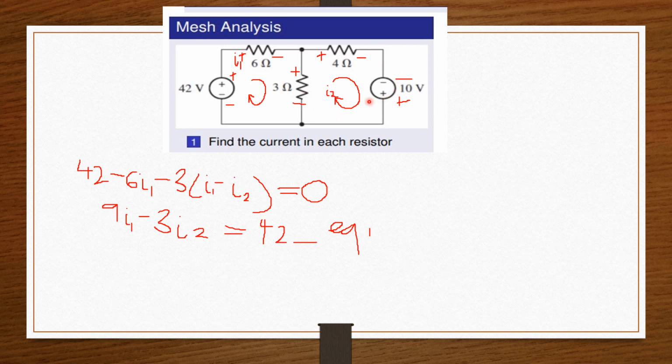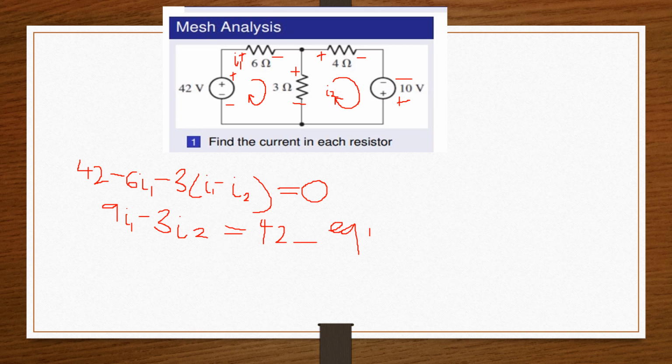Okay, so now that we know our voltage rises and our voltage drops, we can write our KVL equation, that's the Kirchhoff voltage law equation, for mesh 2. Now before we write our equations, let us remind ourselves that in mesh 1, this 3 ohm resistor had a voltage drop because I1 was moving from the positive side to the negative side. But in mesh 2, I2 was moving from the negative side to the positive side. So we have a voltage rise in mesh 2.